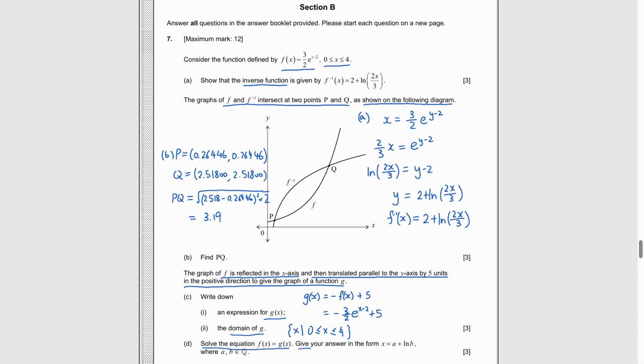Finally, we want to solve f of x equals g of x. To do this, we bring all the terms with e to the same side, then take the natural logarithm of both sides, and make x the subject to get the final expression.